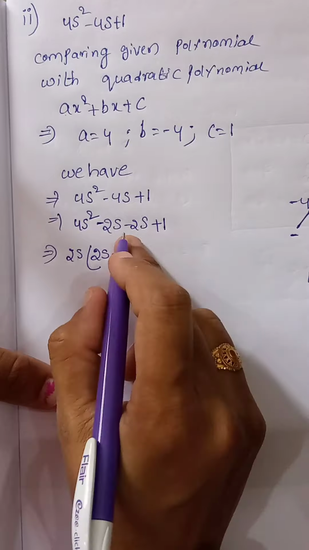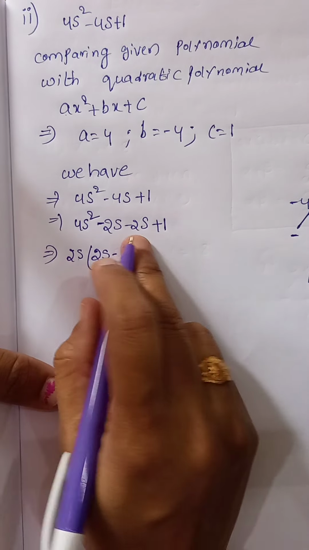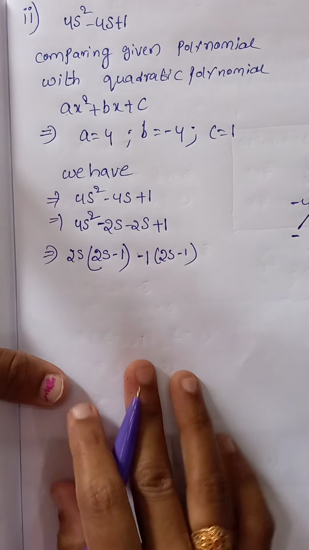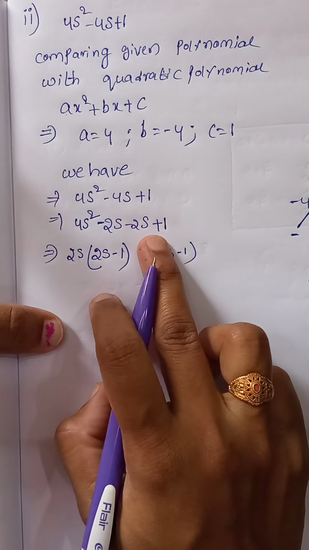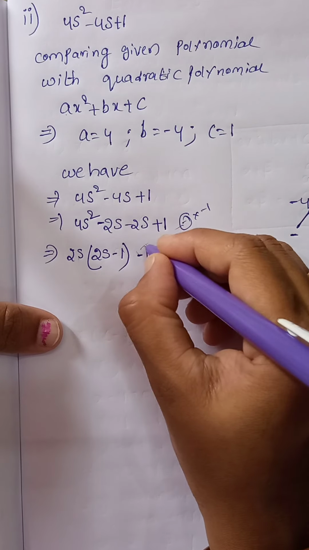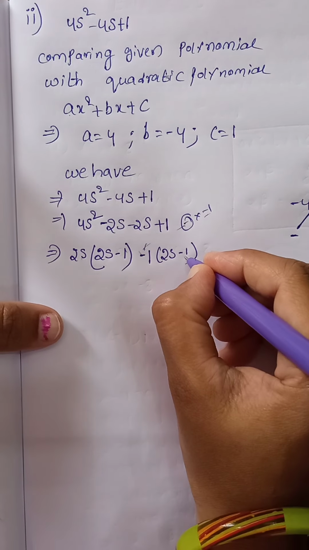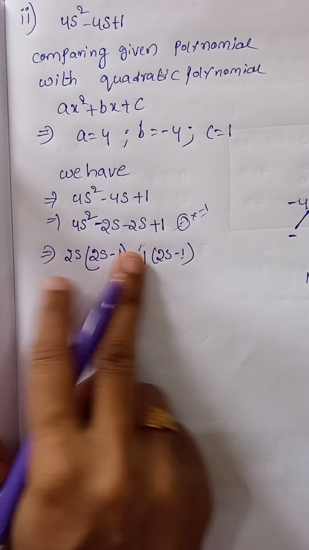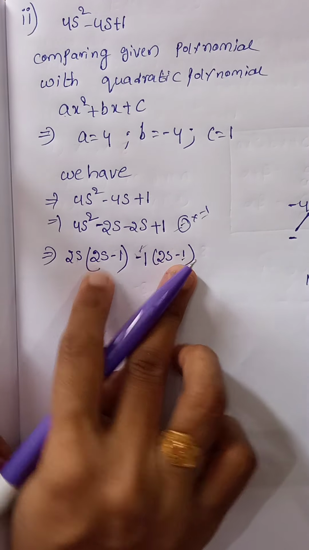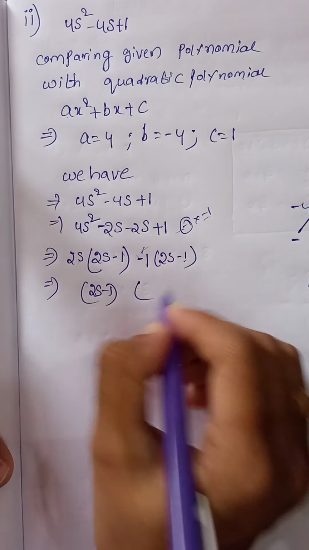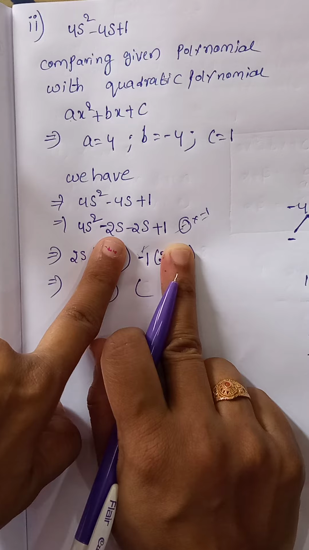Here I am taking minus 1 as common, then we are left with 2s minus 1. We can write it as minus 1 into 2s minus 1. Here 2s minus 1 is common, and we are left with 2s minus 1. Again, in these two terms, 2s minus 1 is common. I am taking 2s minus 1 as common, then we are left with 2s minus 1.